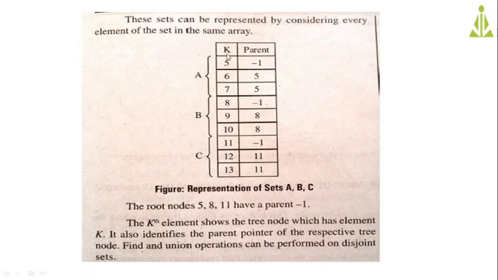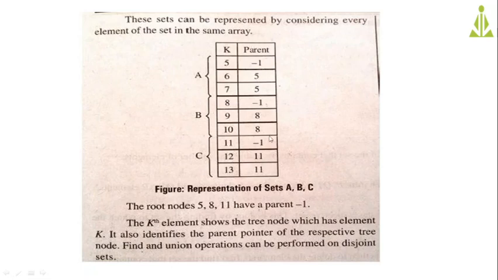Here we are representing it in only one array, and here 5, 6, 7, 8, 9, 10, 11, 12, 13, these all are the elements, and A, B, C are subsets, like we have taken J, K, L. In the same way here A, B, C. So A set has 5, 6, 7, B set has 8, 9, 10, C set has 11, 12, and 13.